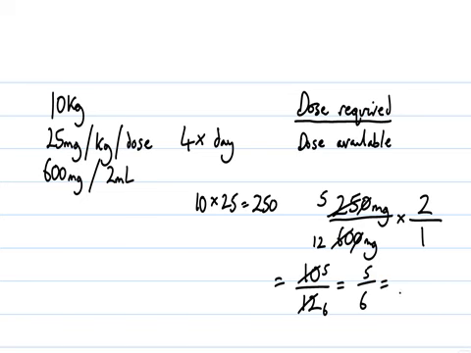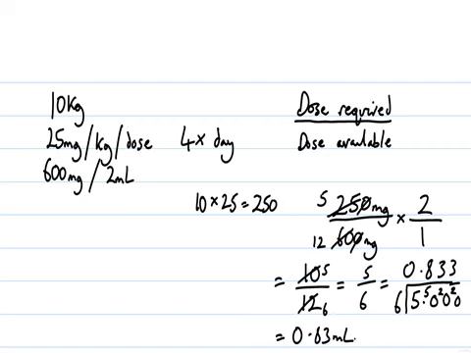If we work that out, all we have to do is do it as a division sum. 5 divided by 6, put your decimal point in at the beginning. 6 doesn't go into 5, carry your 5 over. 6 into 50 goes 8 times, 6 8s are 48, so you have 2 left over. 6 goes into 20 3 times, you've got 2 left over. It's going to be a recurring decimal here, and therefore your answer is 0.83 to two decimal places, 0.83 mils.